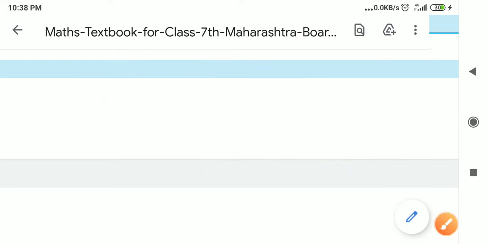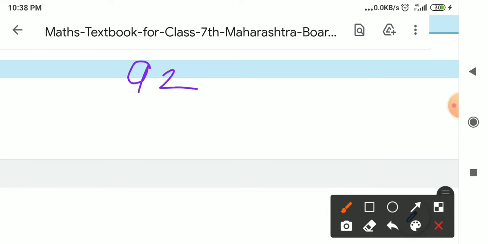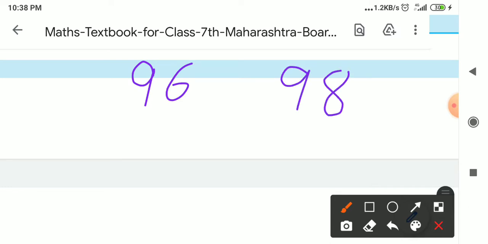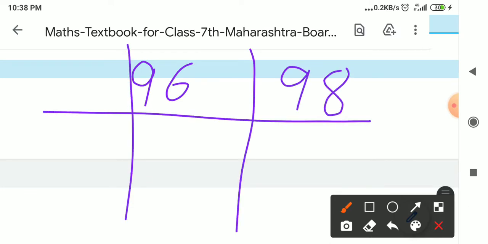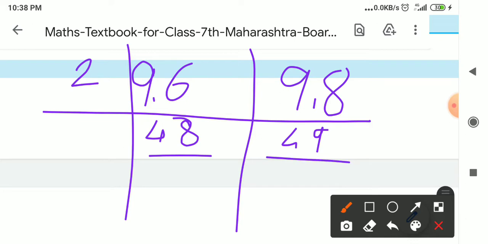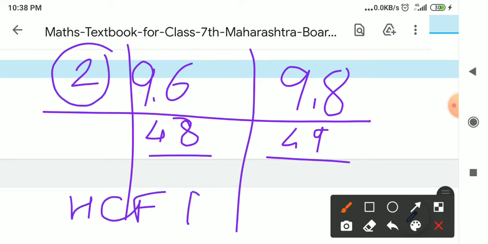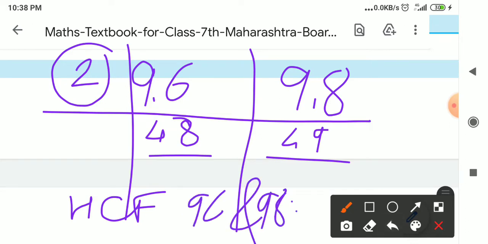If we take another pair, instead of 94 we will take 96 and 98. Let's find the factors. Both numbers are divisible by 2 at first. 2 fours are 8, 1 remains, 2 eights are 16. Here 2 fours are 8, 1 remains, 2 nines are 18. Here 48 and 49, one is odd and one is even, so nothing is common in them, and that's why the HCF of 96 and 98 is, sorry, 2.